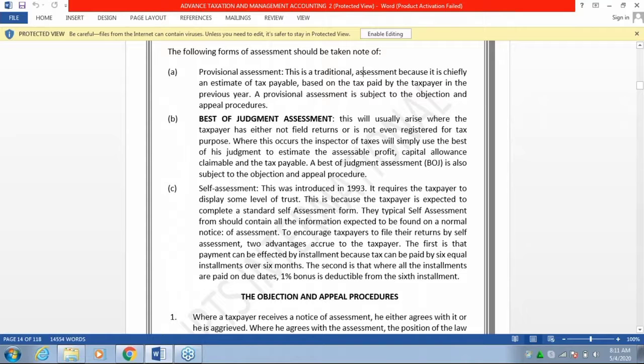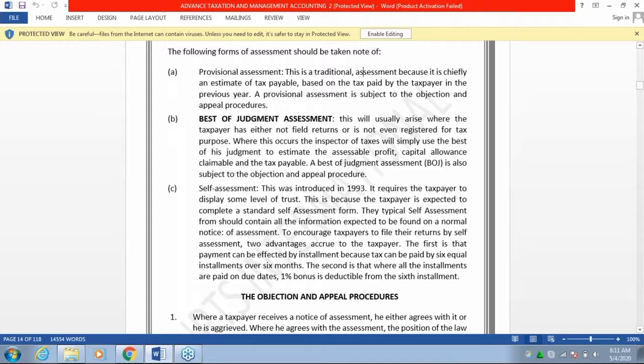Like somebody that under normal conditions is supposed to pay 200,000 naira, the best of judgment can come up with a total amount of 500,000 naira. Now, it is subject to a kind of appeal, of course. That is not the exact amount meant to be paid. But the person, as a result of being furious about the amount, can now appeal.